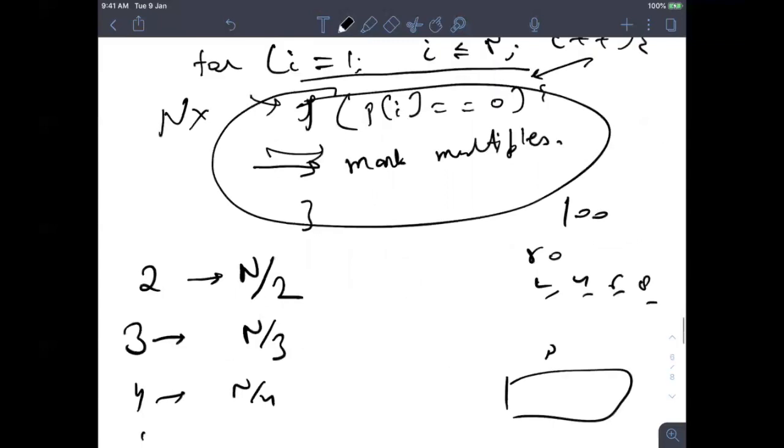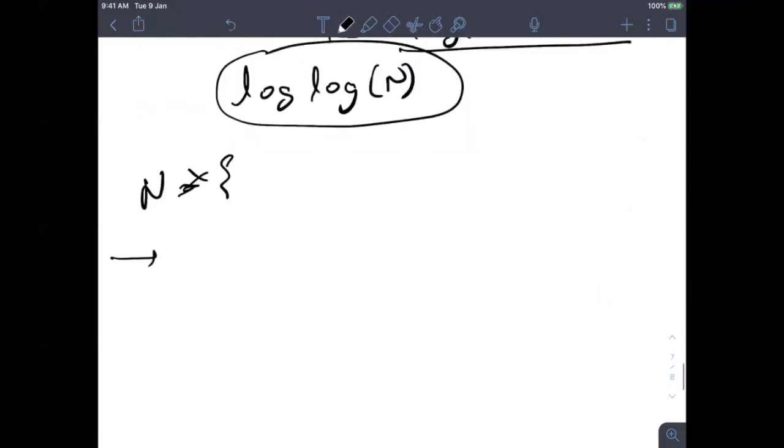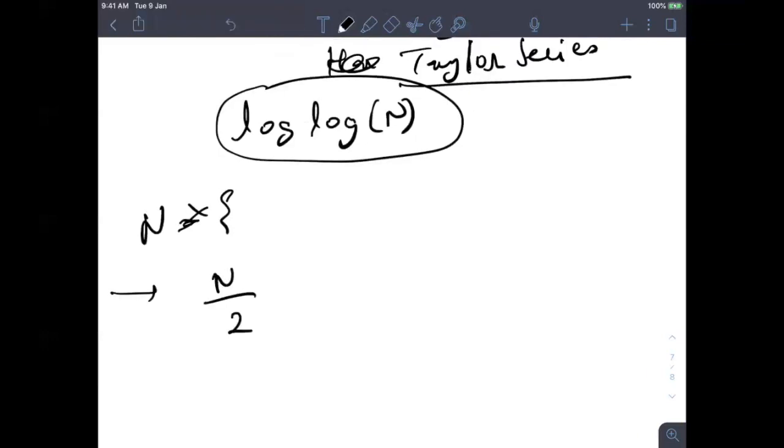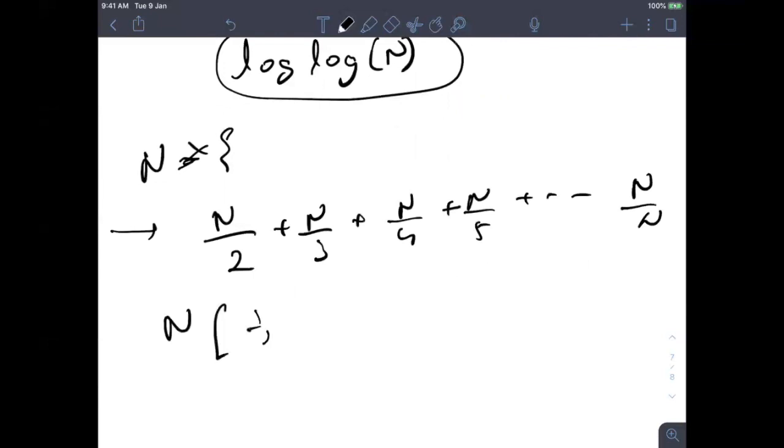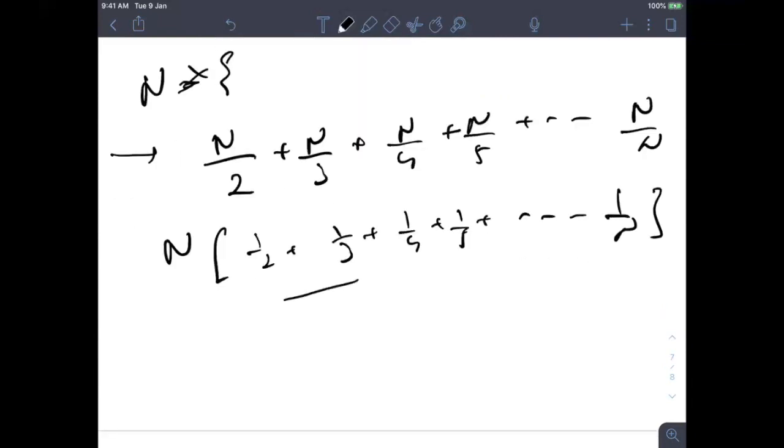Okay, let's think here. If we would have marked multiples of every number, the answer would have been the same. But now this will be like n by 2 plus n by 3. Also, we are marking multiples of n by 4, n by 5 till n by n, right? So 1 by 2 plus 1 by 3 plus 1 by 4 plus 1 by 5. I know this is a logarithmic series, so it will be n log n.